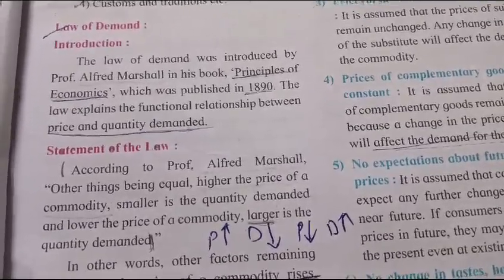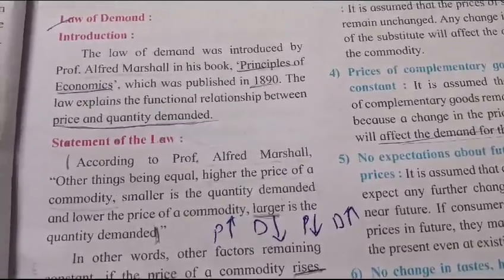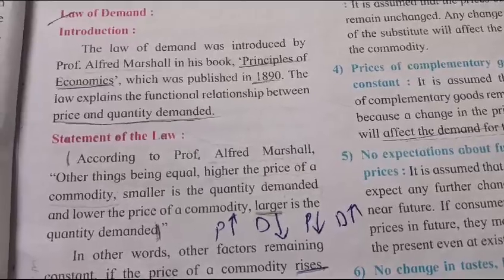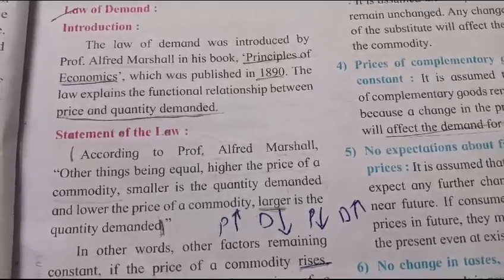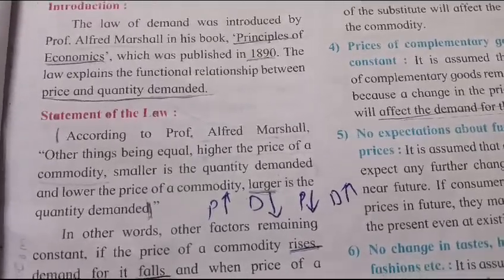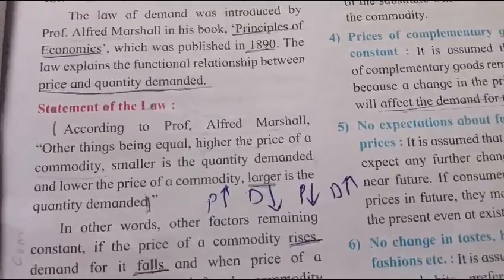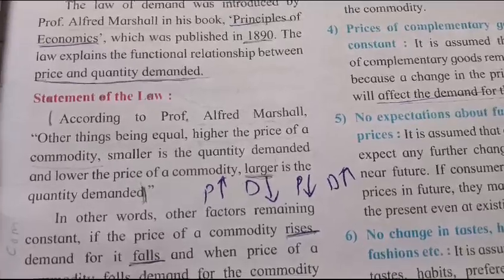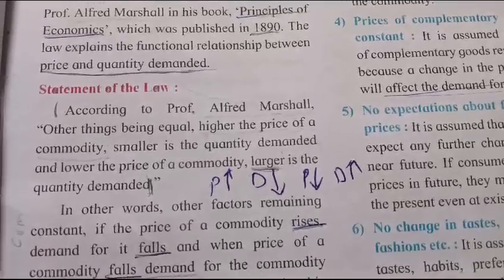Law of demand. Introduction. The law of demand was introduced by Professor Alfred Marshall in his book Principles of Economics, which was published in 1890. The law explains the functional relationship between price and quantity demanded.